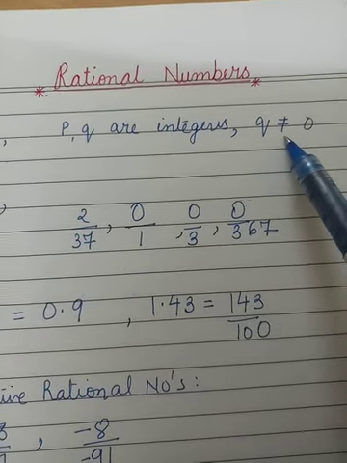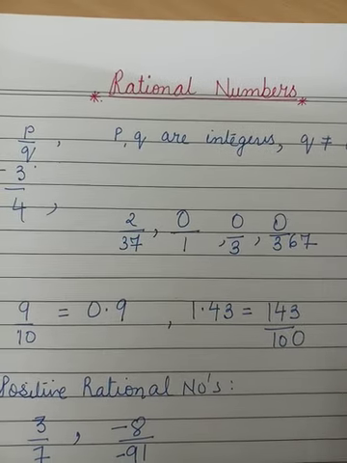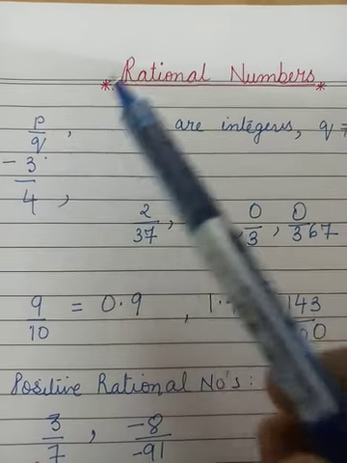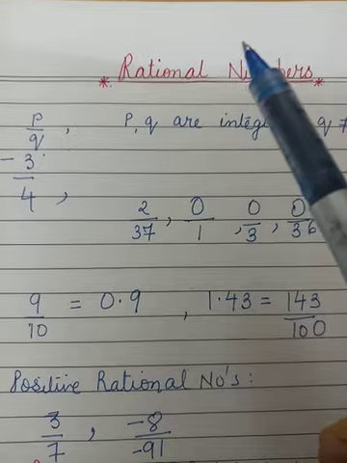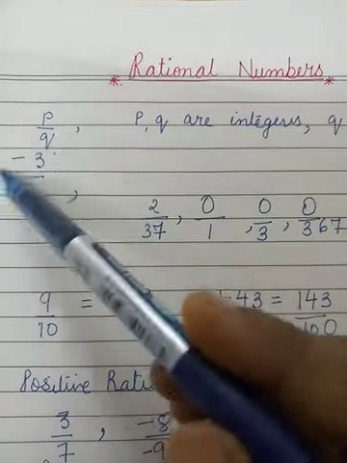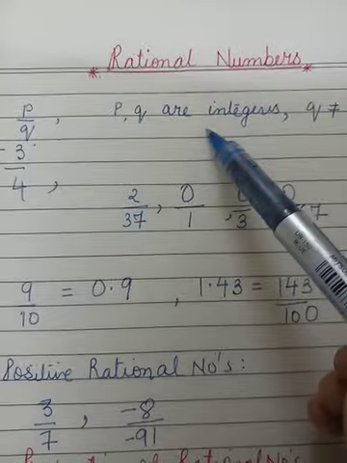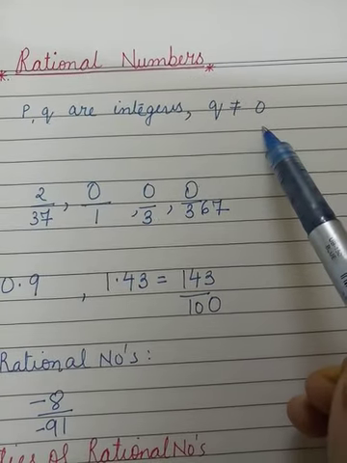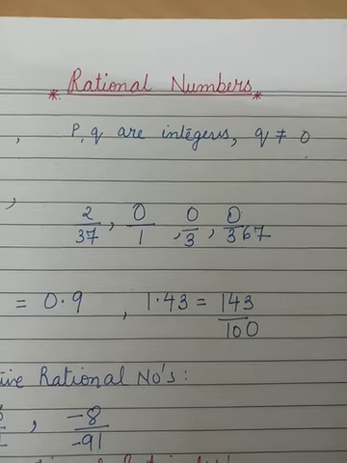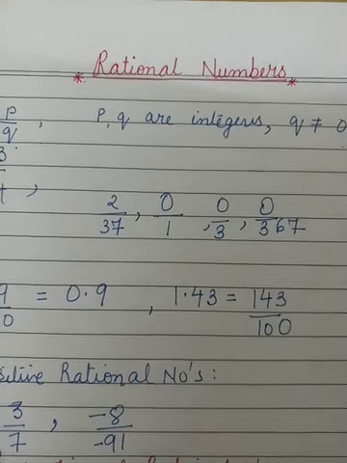Students, as we learned, a rational number is P by Q, where P and Q are integers and Q cannot be equal to 0. If P and Q do not have any common factor other than 1, then it is known as the standard form of a rational number. The rational number in the form of P by Q, where P and Q are integers, Q is not equal to 0, and P and Q do not have any common factor other than 1, is known as the standard form of a rational number.